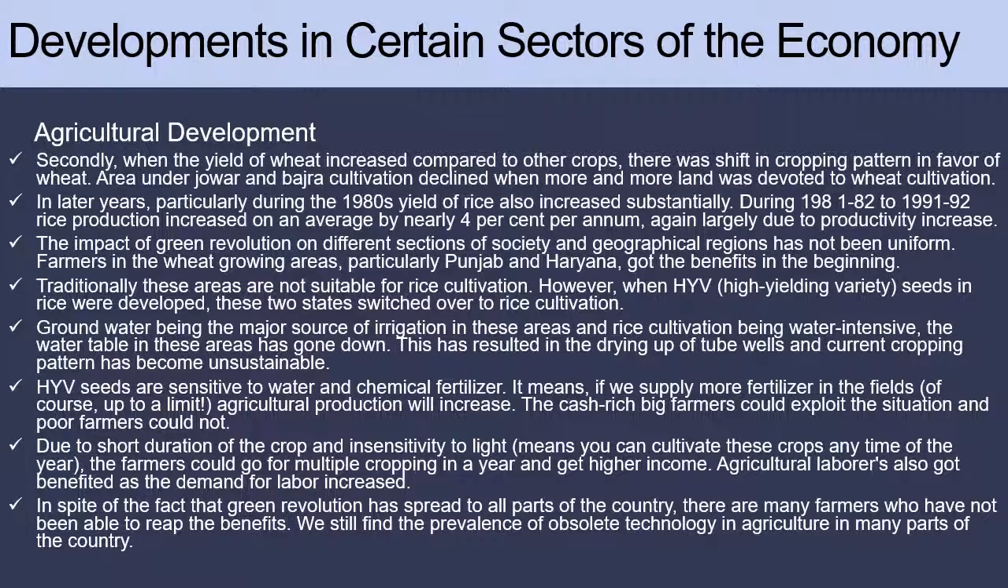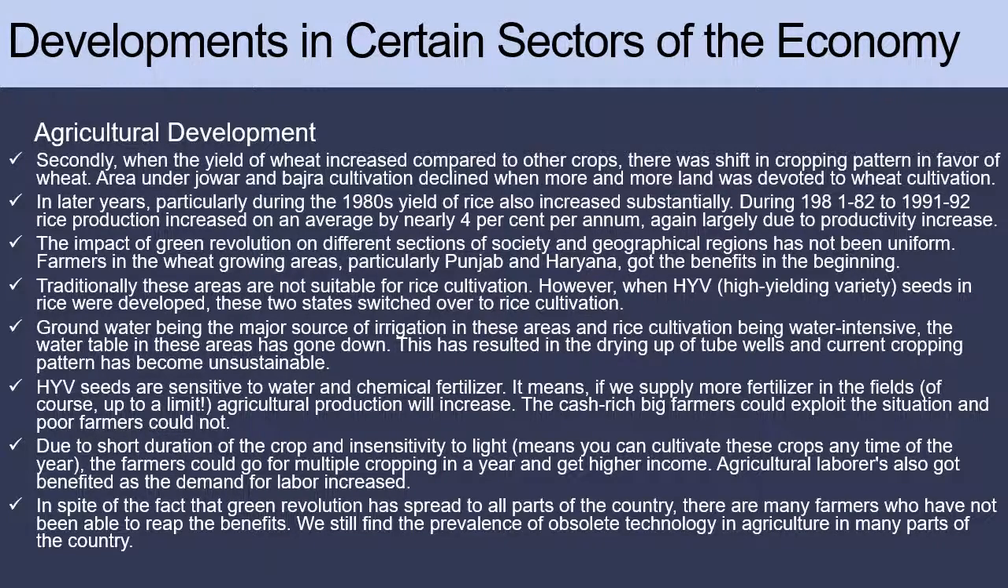In later years, particularly during the 1980s, yield of rice also increased substantially. During 1981-82 to 1991-92, rice production increased on an average by nearly 4% per annum, again largely due to productivity increase. The impact of Green Revolution on different sections of society and geographical regions has not been uniform. Farmers in the wheat-growing areas, particularly Punjab and Haryana, got the benefits in the beginning. Traditionally, these areas are not suitable for rice cultivation.